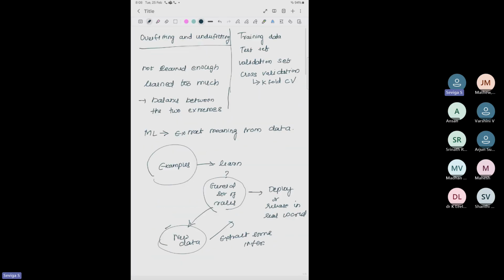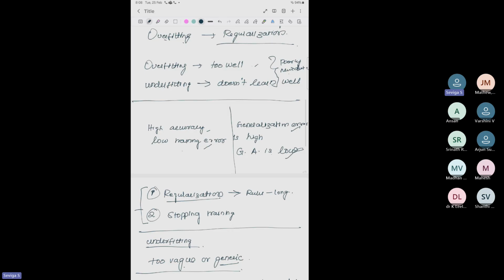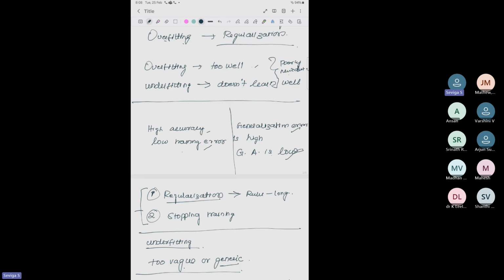So far we have seen the concepts of underfitting and overfitting. We have overfitting when the model has learned too much. Underfitting is when it has learned only generic rules. We saw examples of both, and we also saw techniques for controlling overfitting, because it is the biggest problem. We control underfitting by giving more training data to learn from.